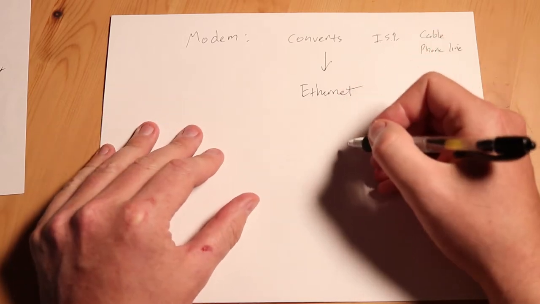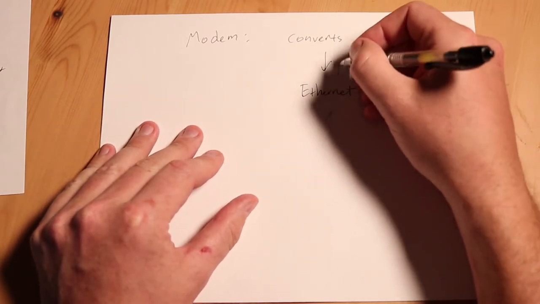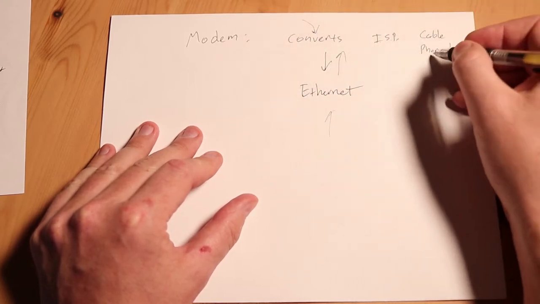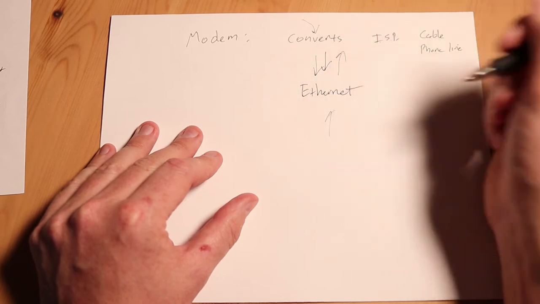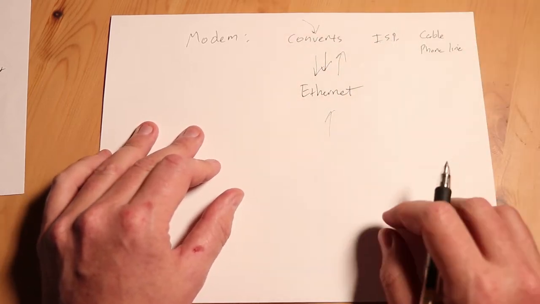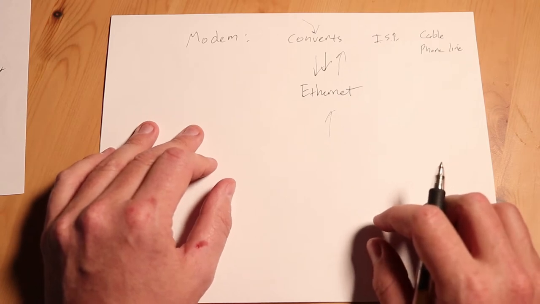And whatever signals come through the Ethernet get sent back out, and whatever signals come through the phone line or cable get converted to Ethernet. It just goes back and forth. It's one big double lane highway, if you will. So it converts the signals.